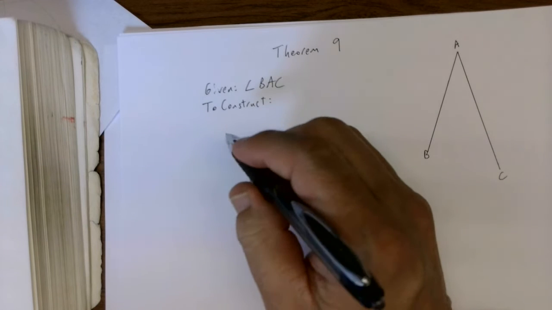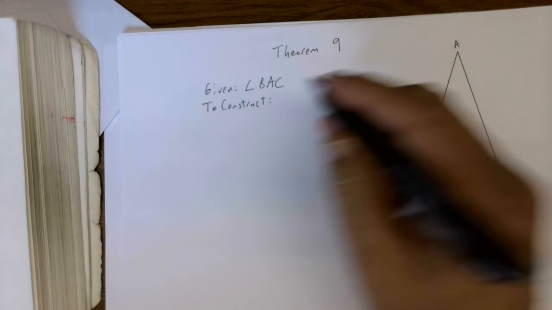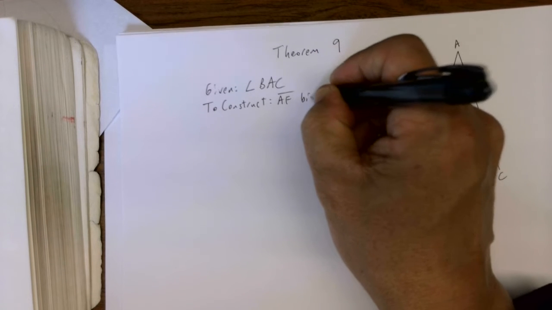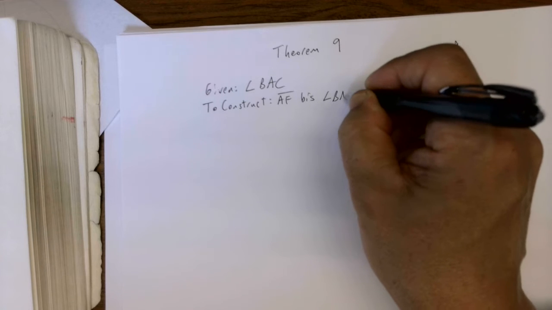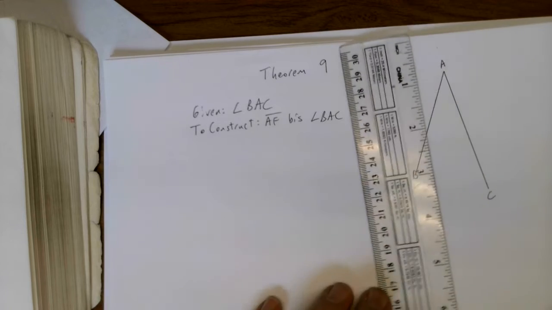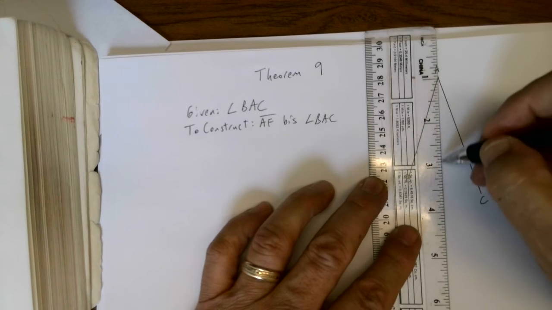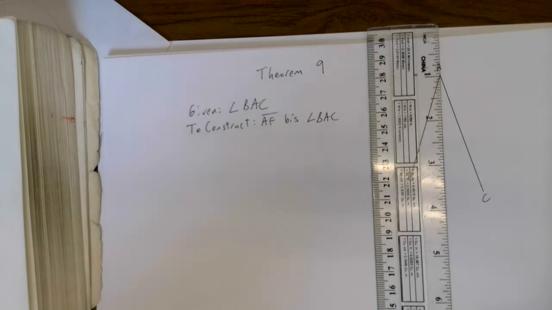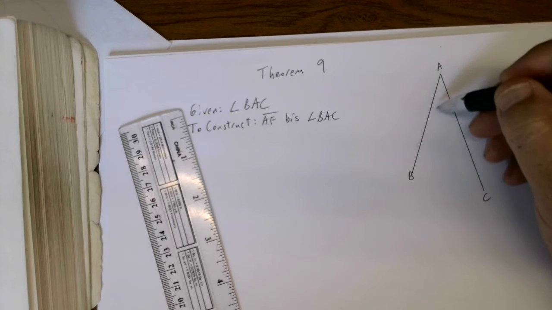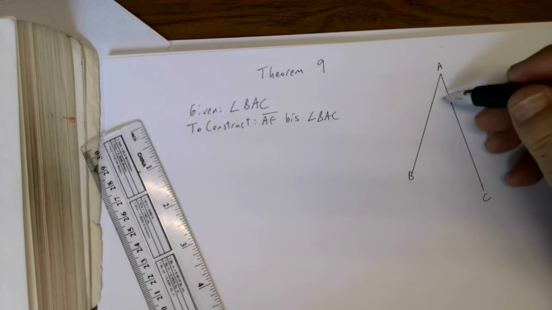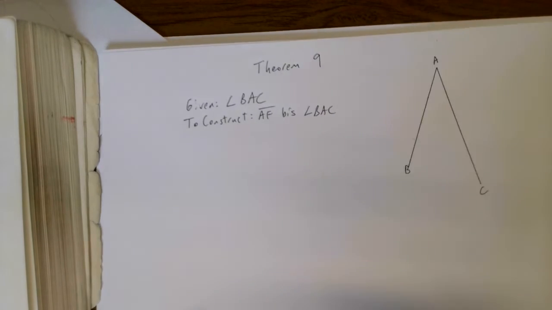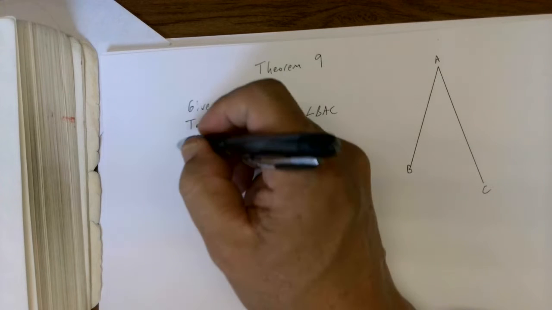So we have to construct a line, and that line is eventually going to be called AF, which is going to bisect angle BAC. And of course, you have to use compass and straight edge. You can't just guess that F is maybe right here in the middle somewhere. No, it has to be perfect, and it has to make these 2 angles, BAF and CAF, equal to each other in order for it to be a bisector.